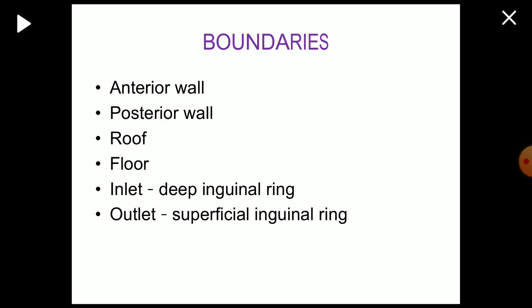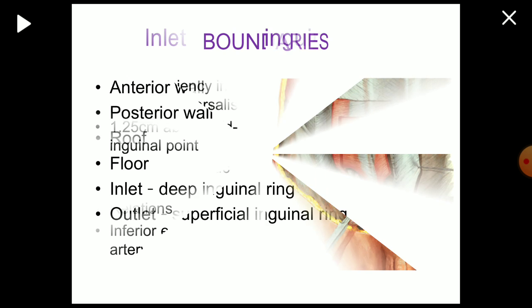We'll go to the boundaries of the inguinal canal. It has the anterior wall, posterior wall, roof and floor, inlet and an outlet. Inlet and outlet we have already finished. That is, the inlet is formed by the deep inguinal ring, oval in shape. The outlet is by the superficial inguinal ring, that is triangular in shape.